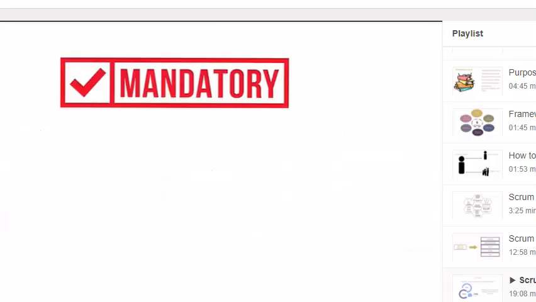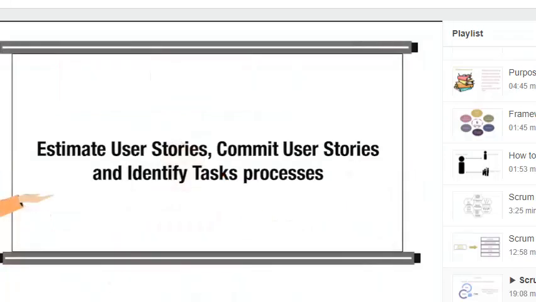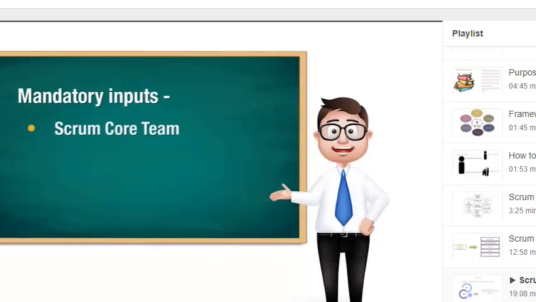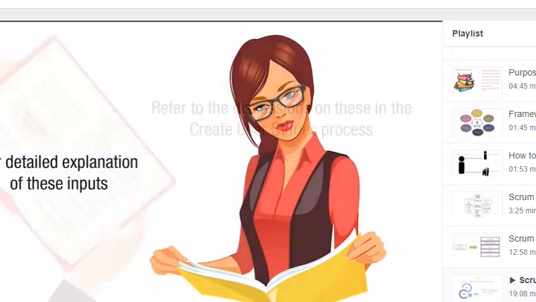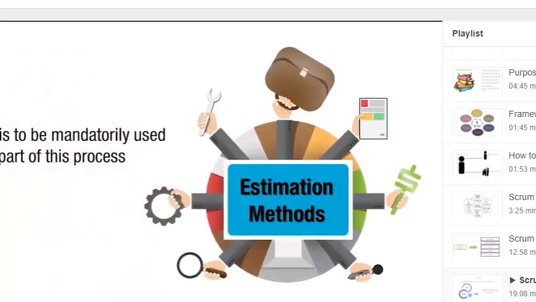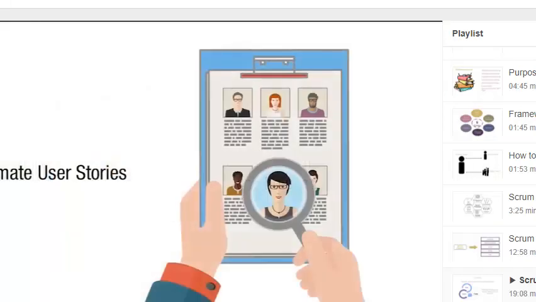Now let's look at the mandatory inputs, tools, and outputs of the Estimate and Commit User Stories process. The mandatory inputs are Scrum Core Team and User Stories. For a detailed explanation of these inputs, please refer to the discussions on these in the Create User Stories process. The tool that is to be mandatorily used as part of this process is Estimation Methods. Numerous estimation methods can be used as tools to estimate user stories.